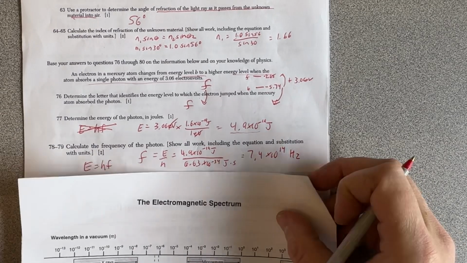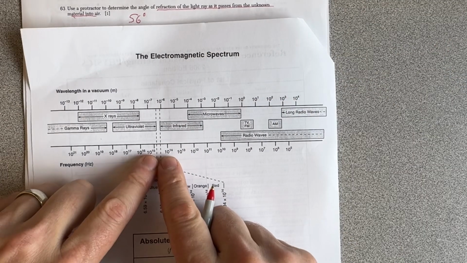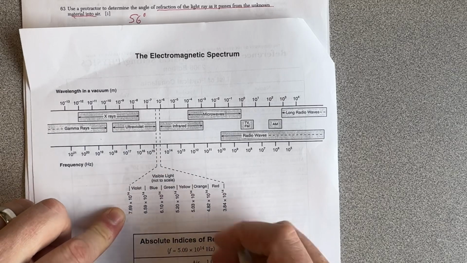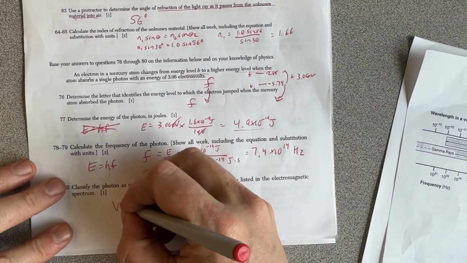Then it wants to know what kind of electromagnetic radiation it is. So we go to the EM spectrum. We're looking for 7.4 times 10 to the 14th. So 10 to the 14th is that visible light range typically. So 7.4 would be in there. You can just say visible light.